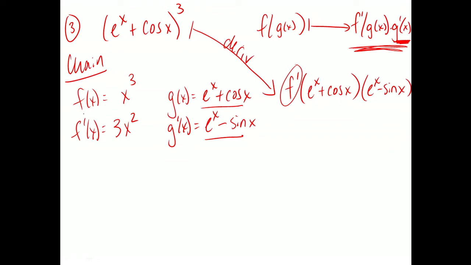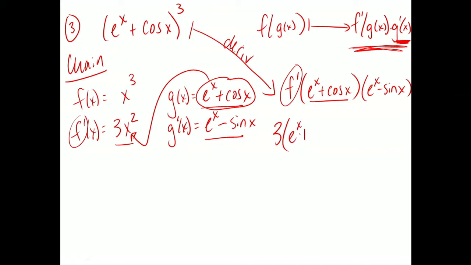f prime of x is 3x squared. So f prime of this thing, that should be what goes in for x. So as awful as this looks, this is actually 3 times, that is, what I'm plugging in for x, squared, times this g prime piece that's still sitting out here. And that's the answer.